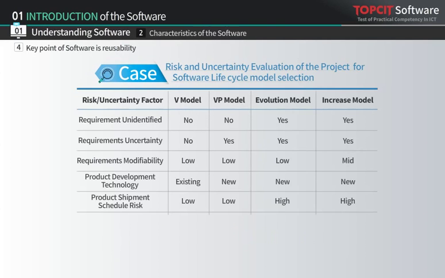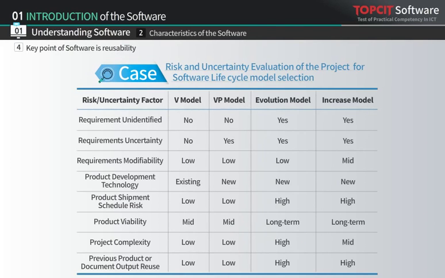The selection of software lifecycle is critical to the success of the software project. Thus, considering the potential risk in the project, such as requirements, technology, schedule, complexity, and reuse, it is recommended to select the most optimal lifecycle to address them. See below for references.